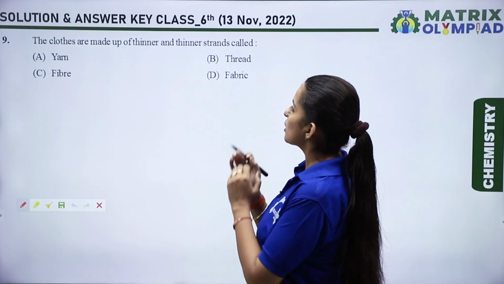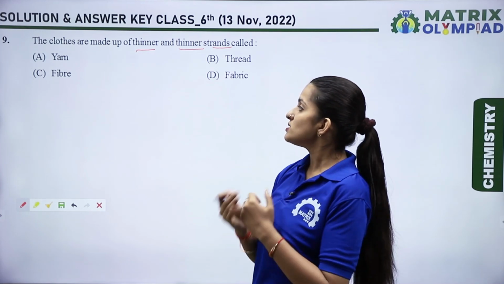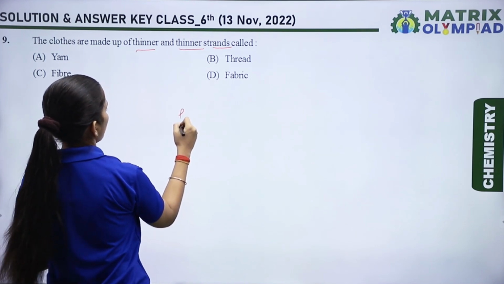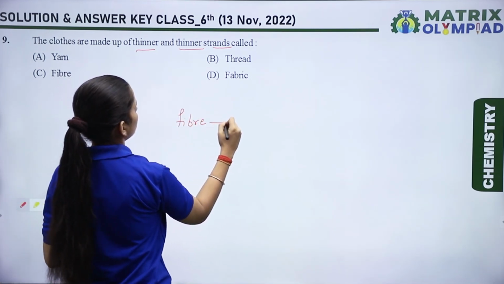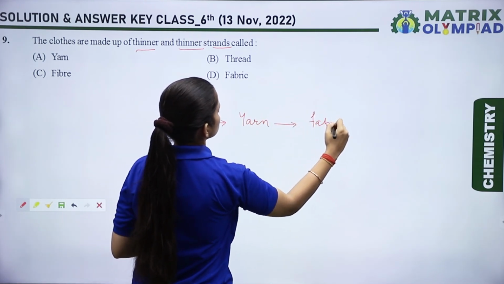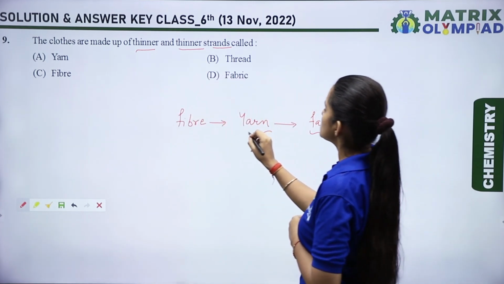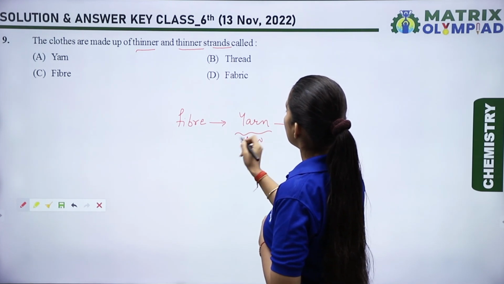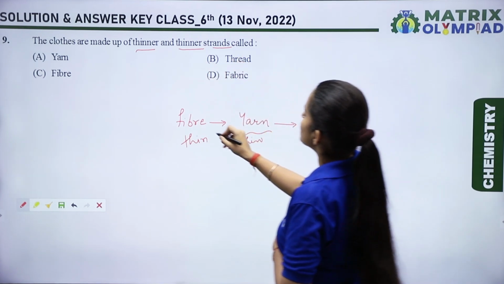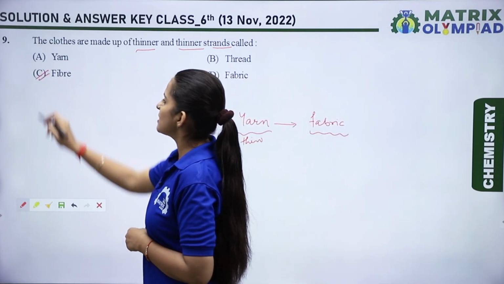Our next question is, the cloths are made up of thinner and thinner strands called. The process of making fibers into fabric is, first it is fiber, then we convert it into yarn, then we convert it into fabric. So there are three main steps. Fabric is made up of yarn, so it is a thin strand, and yarn is made up of again thinner strands. So the thinner and thinner strand is the fiber. So option C is correct here.